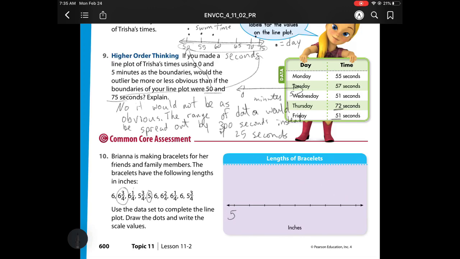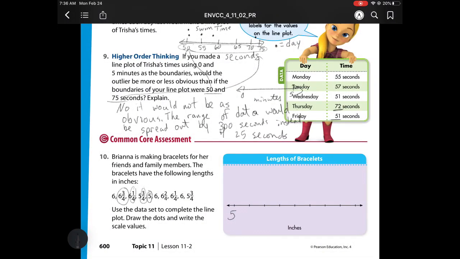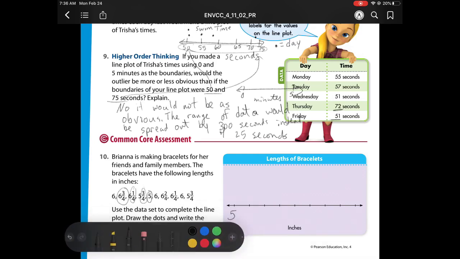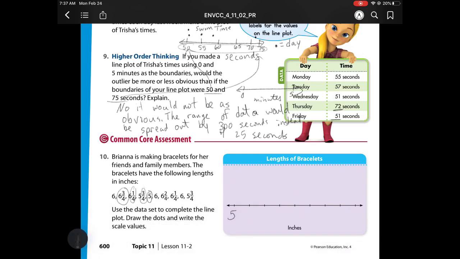I see I'm counting by fourths because I see fourths in all of them. Let me pause this really fast. So now, since we're counting by fourths, let's see what we have. So we would have 5, 5 1/4, 5 2/4, 5 3/4, 6, 6 1/4, 6 2/4, 6 3/4, and 7 wholes.